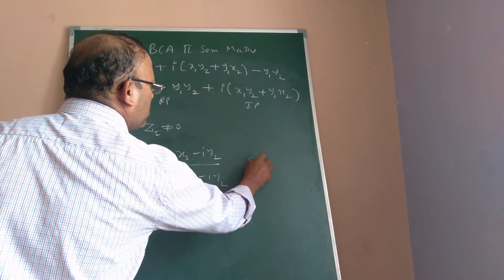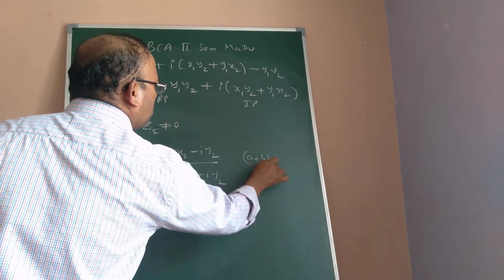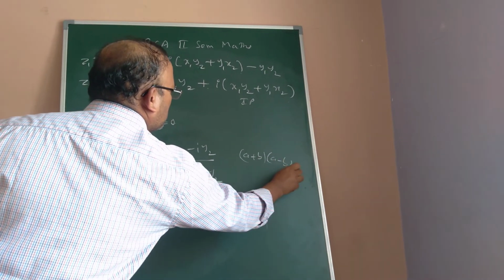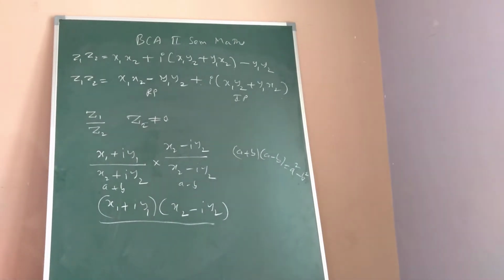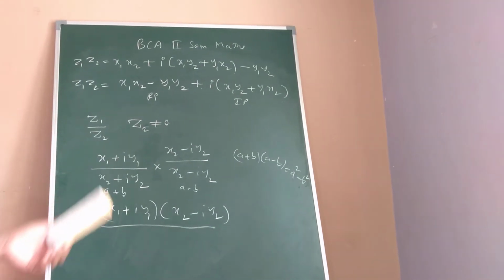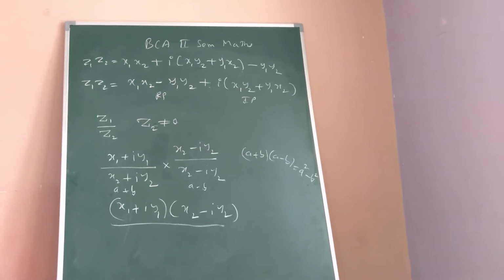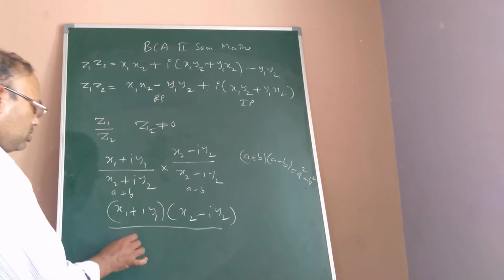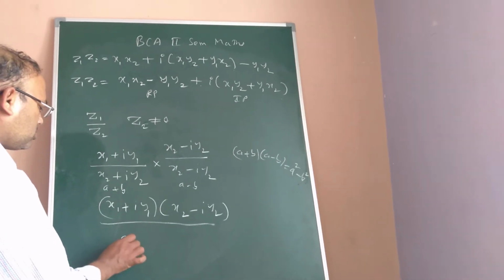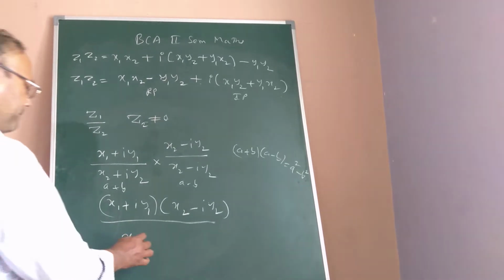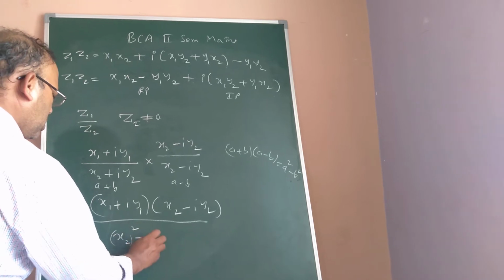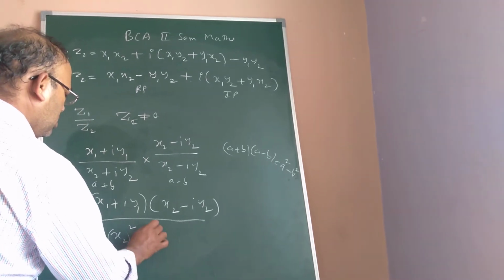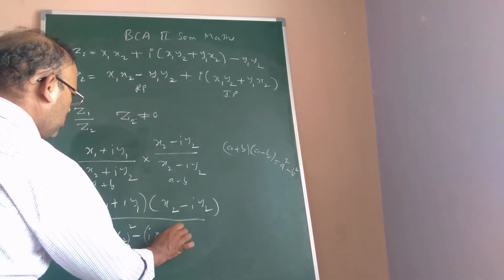(a plus b) into (a minus b) is equal to a square minus b square. We know that algebraic identity. So by using that, it is x2 square minus i y2 square.